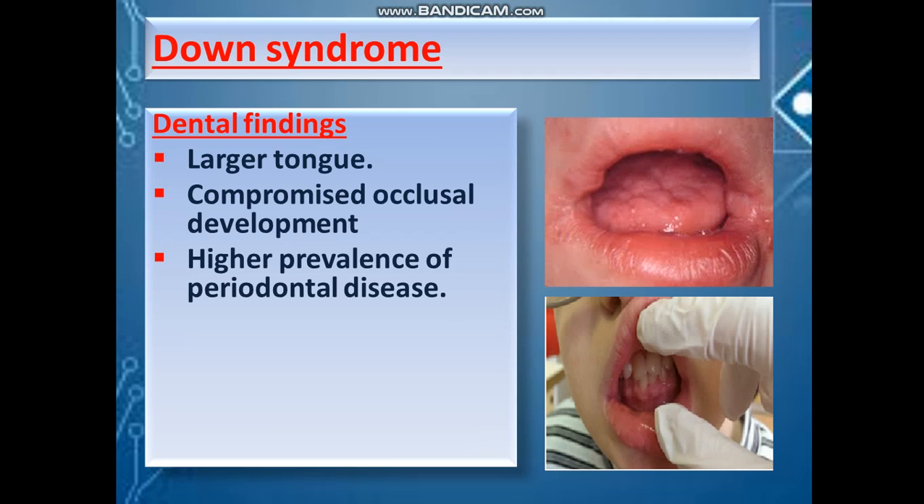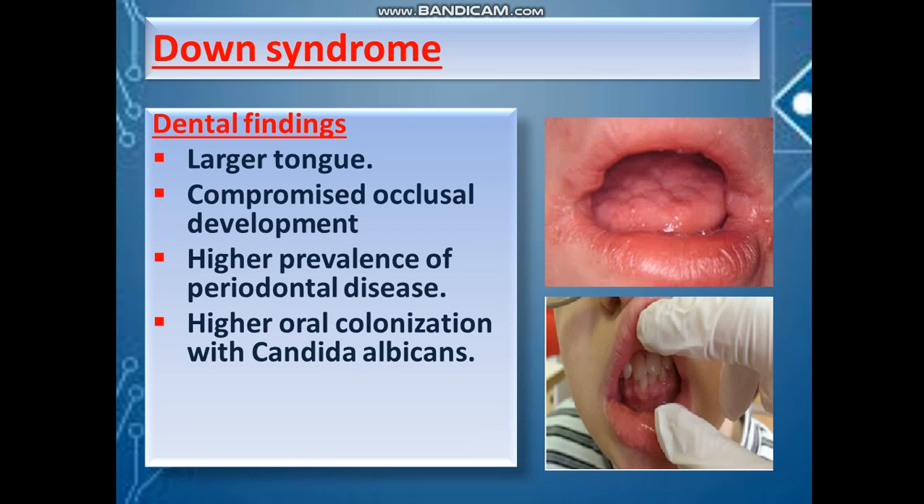This condition is not related only to poor oral hygiene, but may be the result of impaired cell-mediated and humoral immunities in addition to deficiency in the phagocytic system. The patient also suffers from higher oral colonization with Candida albicans, which is one of the most common types of yeast affecting the oral cavity. Low dental caries susceptibility in children with Down syndrome.